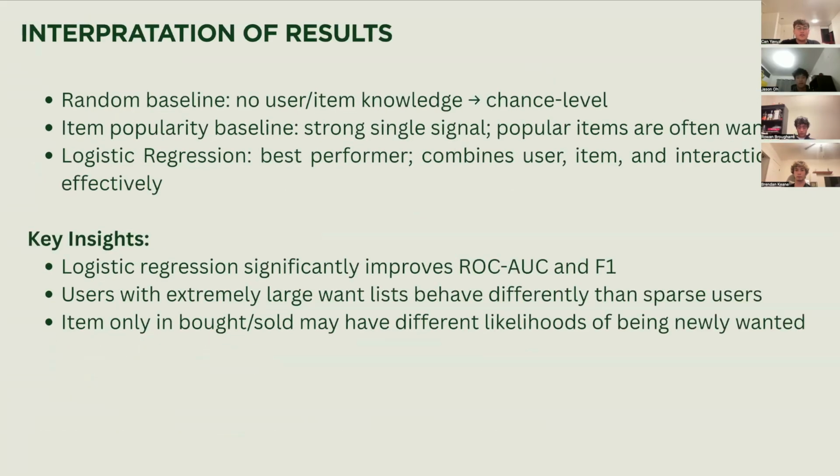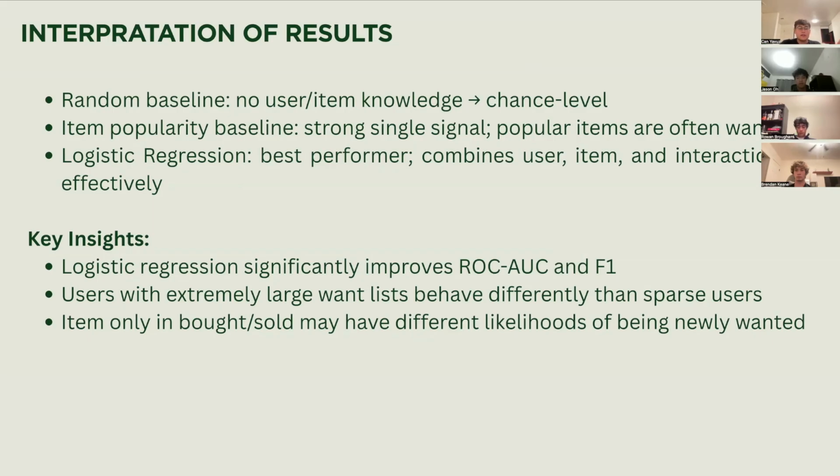And finally, the interpretation of the results kind of ties the entire evaluation together. Why each model behaves the way it does is because random's baseline has no signal, so it's chance performance. Popularity is a strong signal, with high ranking power and high AUC, but lacks personalization, so we have lower precision. And logistic regression merges the popularity with individual user signals and boosts precision and F1, which maintains near optimal ranking quality.